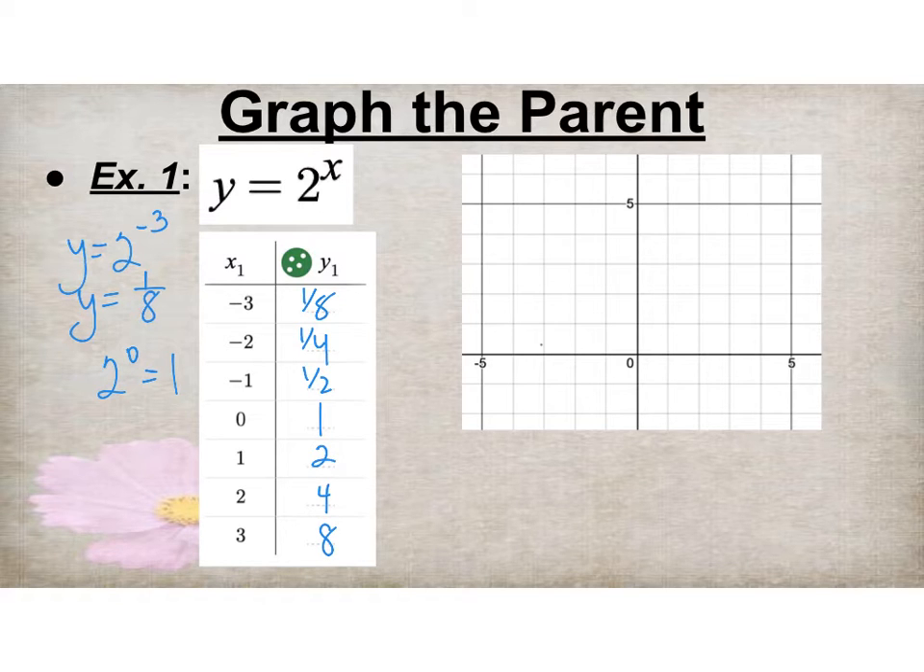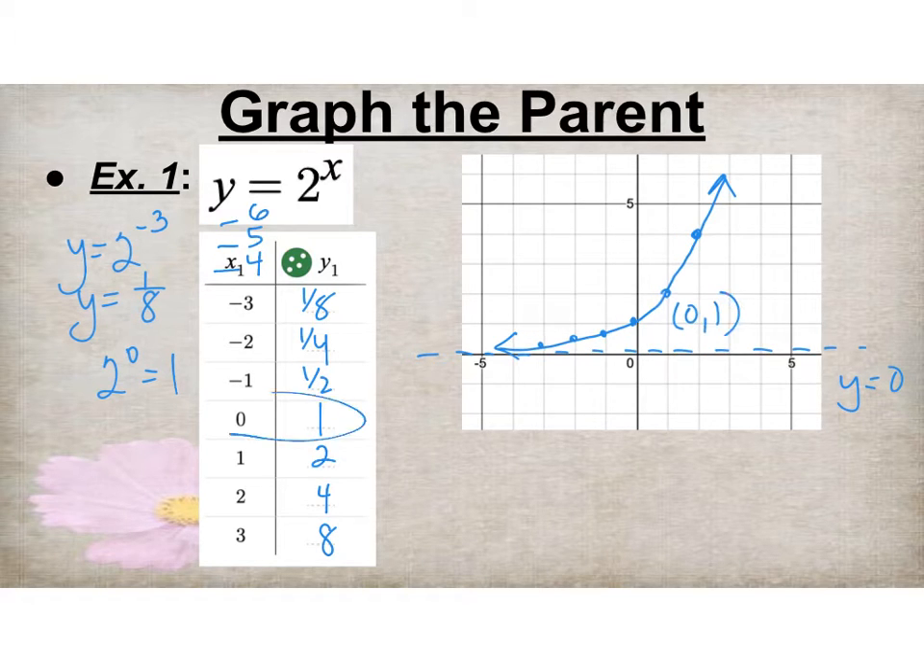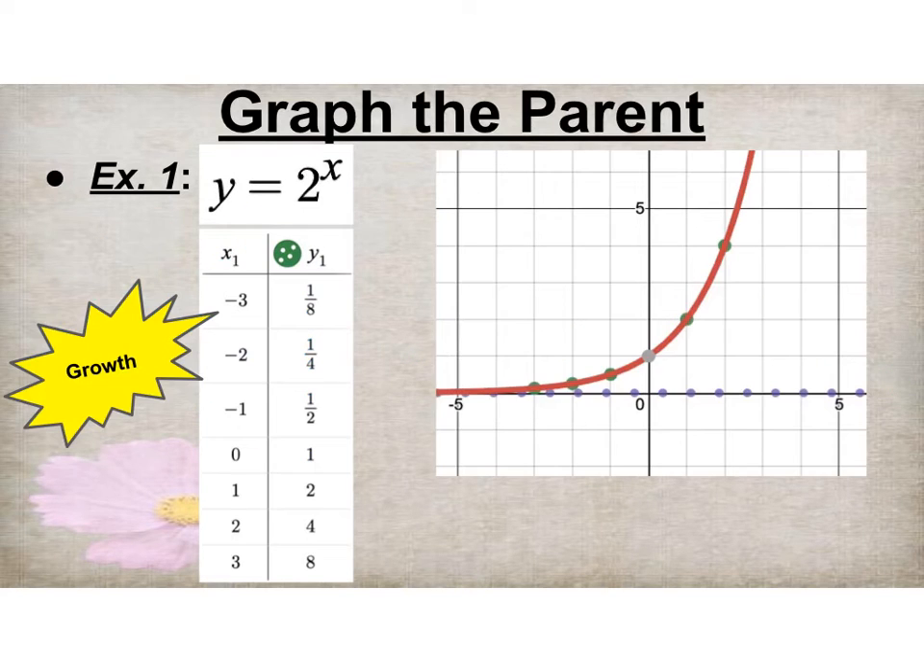When we go ahead and graph those, and then 1, 2, and then 2, 4, we're going to get an exponential curve that is a growth. We can ask ourselves, if I kept putting more negative x's, -5, -6, will this ever reach 0? No. Will it ever go below 0? No. So this is an example where we are going to have a horizontal asymptote at y equals 0, the parent graph. We have a y-intercept of 0, 1. That's our parent graph. We call it a growth.